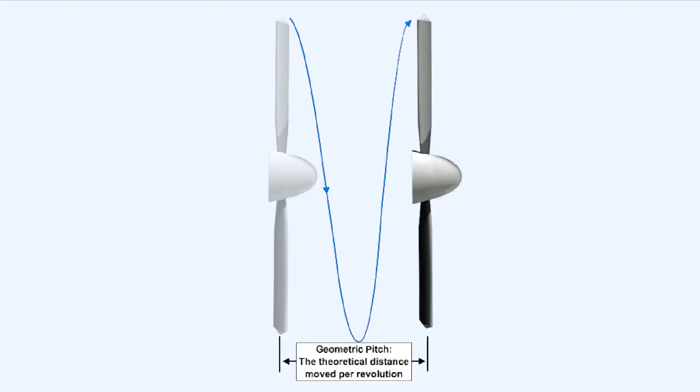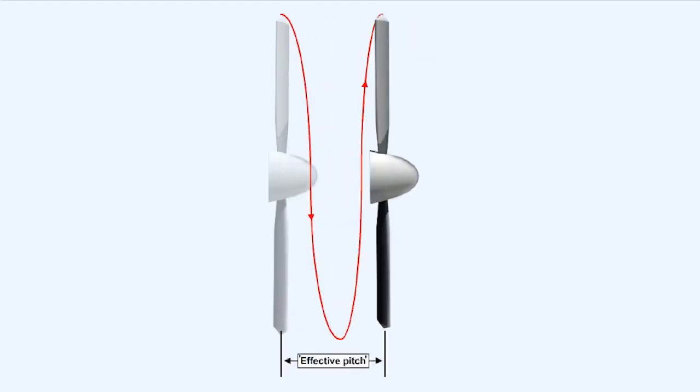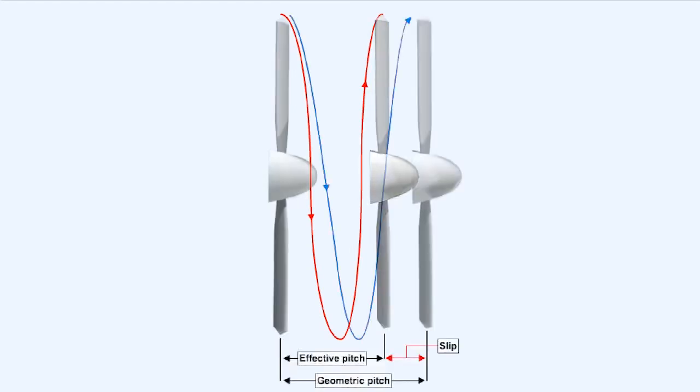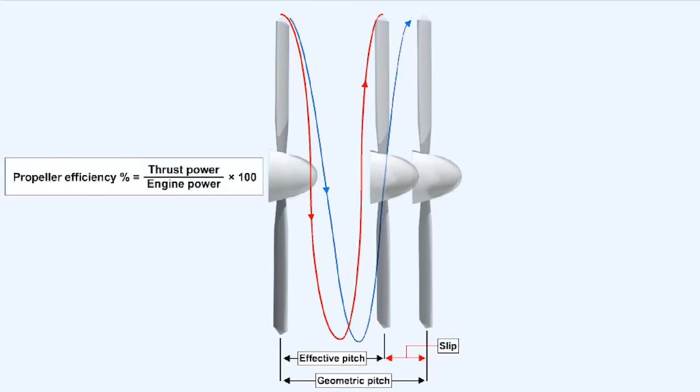All propellers, however, lose a certain amount of efficiency due to aerodynamic and compressibility losses. As a result, the geometric pitch can never be achieved. The actual distance that the propeller moves forward during one revolution is called the effective pitch. The efficiency loss, that is, the difference between geometric pitch and effective pitch, is known as slip. The efficiency achieved will usually be in the range of 80 to 90%, and can be found by using this formula.